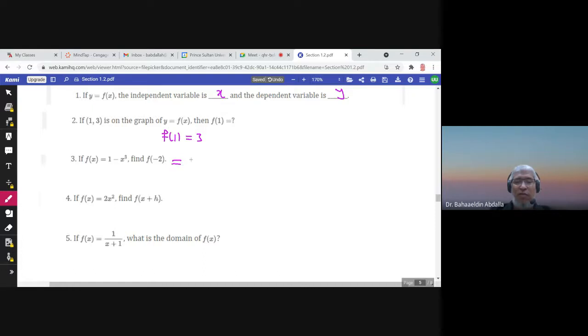f of negative 2 would be 1 minus negative 2 to the power 3. So it would be 1 minus negative 8. So it would be 1 plus 8, which is 9.